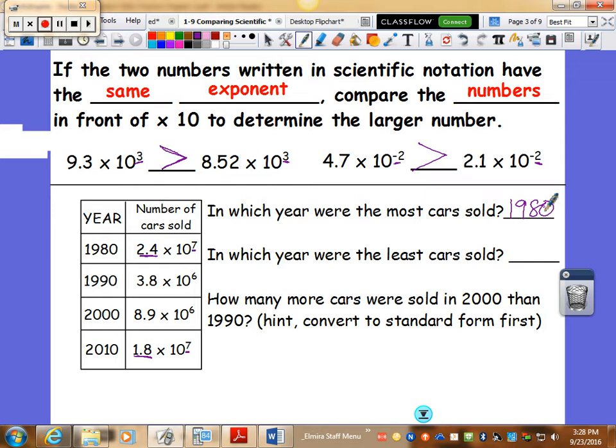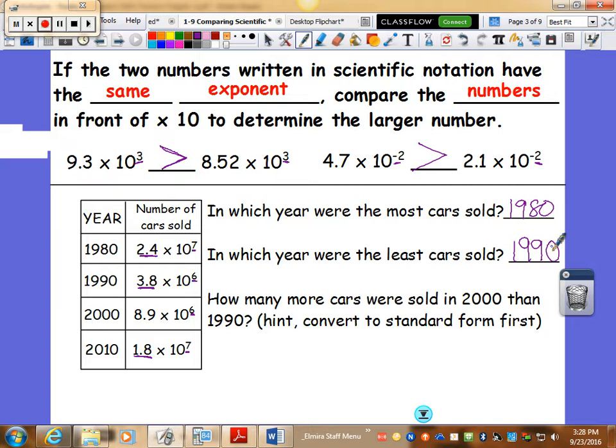In which year were the least cars sold? In other words, the smallest number of cars. So I look for the smallest exponent. Okay, we're tied for 6s. And so the smallest value of 3.8 for 1990 would be the least cars.